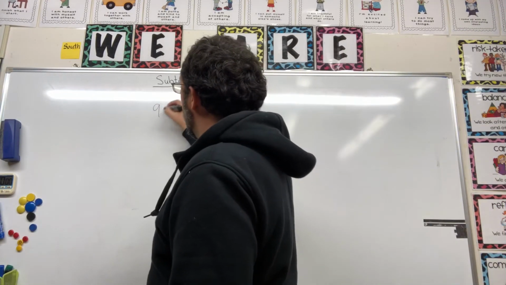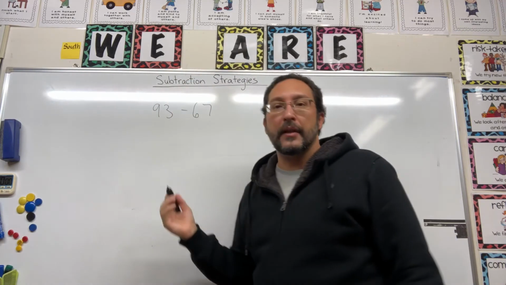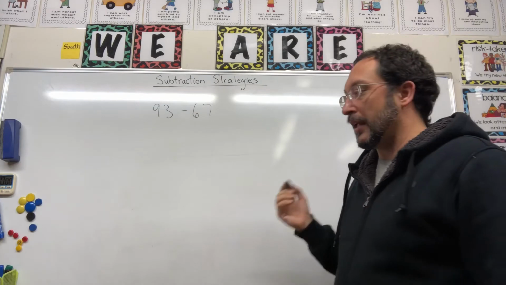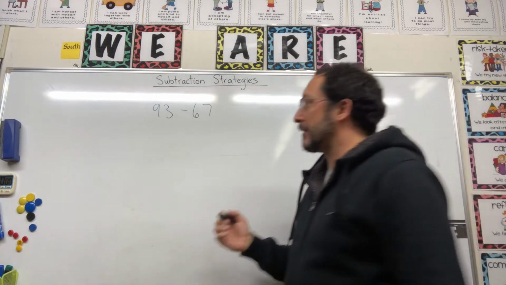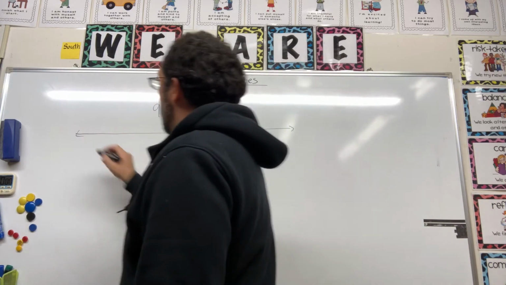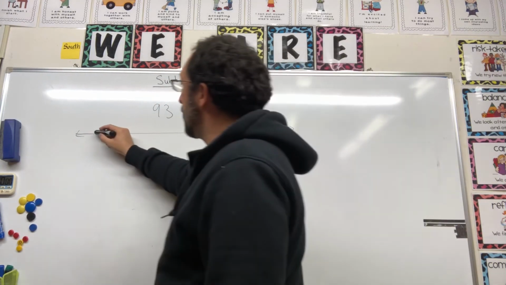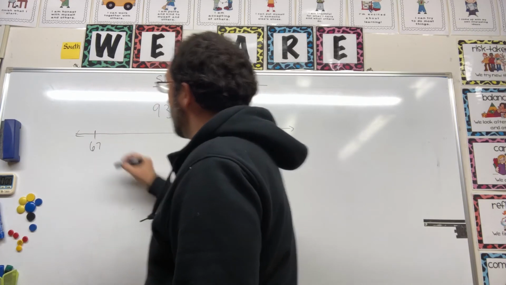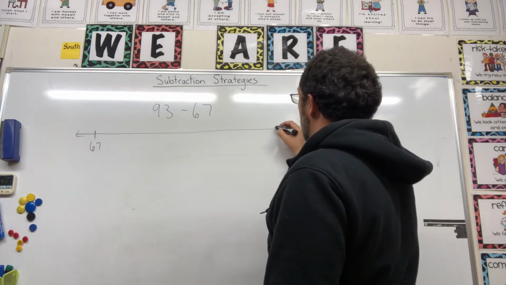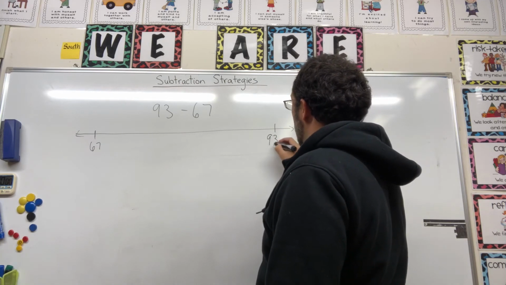Again, we'll look at a bigger number. We'll go with something like 93 minus 67. Okay, so again, we can use our number line strategy to get us there. So we've got the number line. Again, our big number, we can even start with a small number, put the small number down here. All right, 67. We get our big number. Okay, we're looking at the difference between these two numbers, 93 and 67.